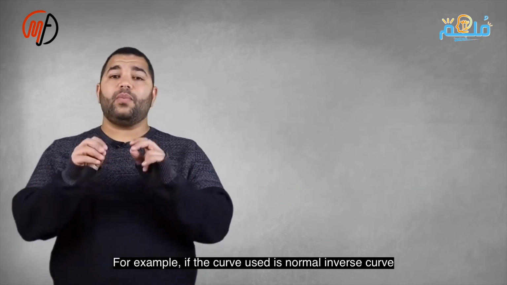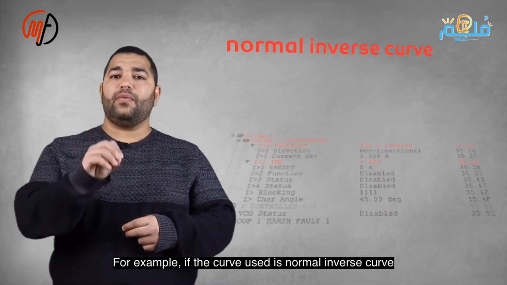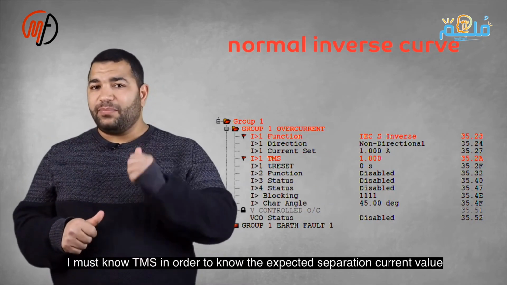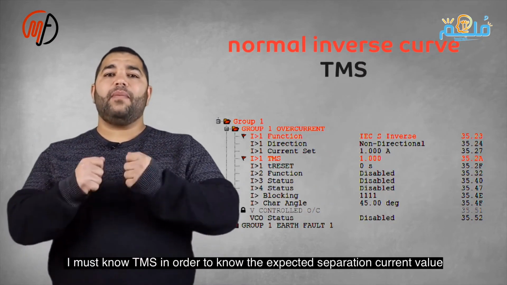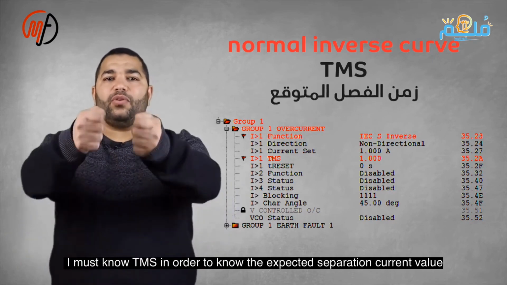Calculate trip time at multiple current settings. Use equations or curves for normal inverse trip time. Use the Excel sheet below for trip time calculation. Input the curve type, TMS, and fault current in the sheet to get the trip time.